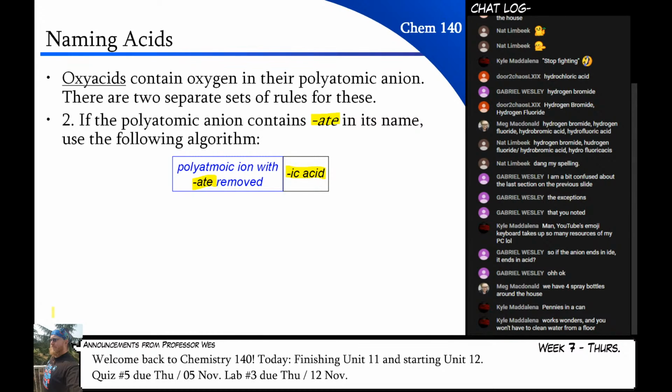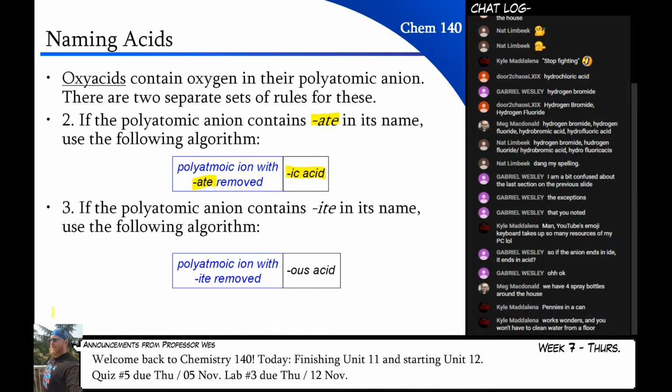Now, if the polyatomic ion contains "ite" in its name, it's the same thing, but you just remove "ite" and put "ous acid" at the end instead. So these rules are very similar. It's just this is the difference here. "Ate" becomes "ic acid," and "ite" becomes "ous acid."